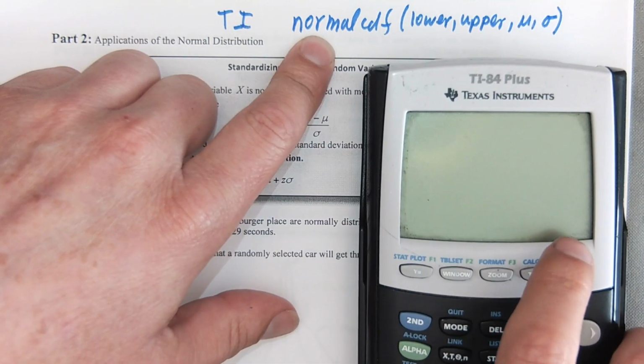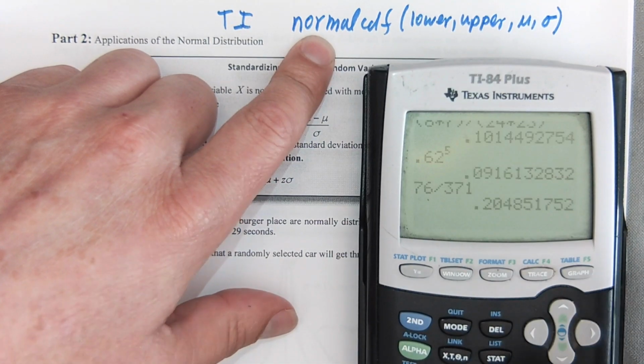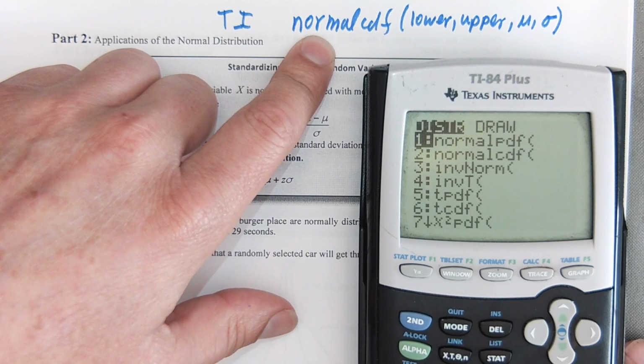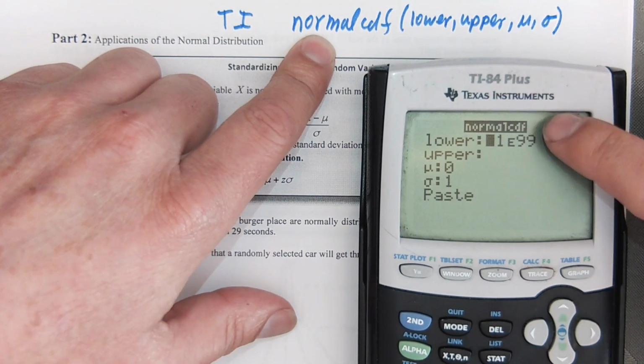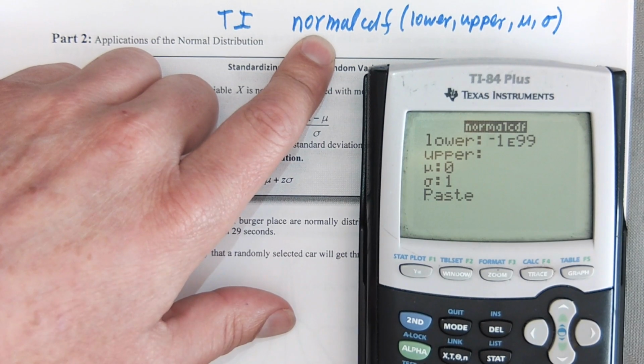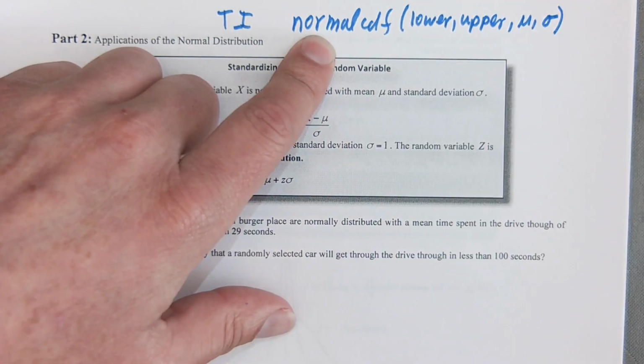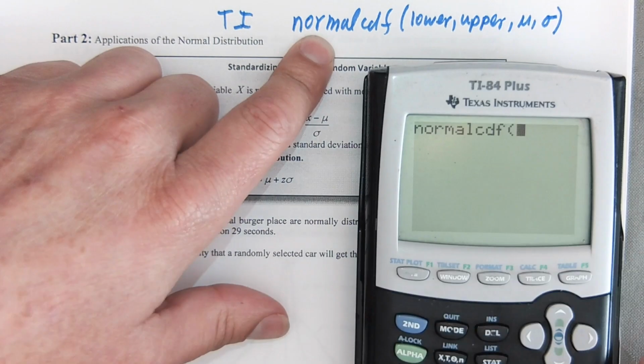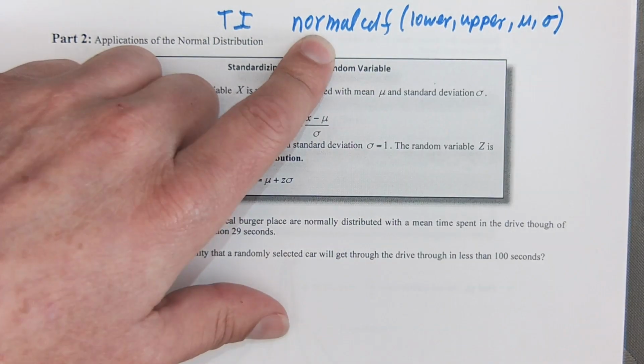For the newer TI 84s, we go to distribution. And when we go in, we have a completely different interface. So it's again lower, upper, mean, and standard deviation. I will be using this format for the duration.